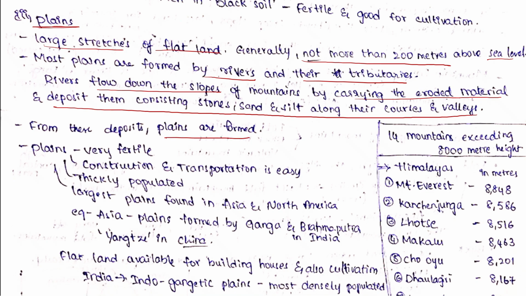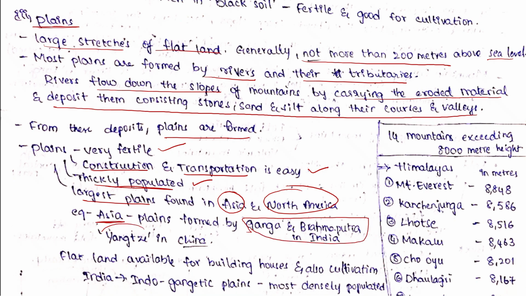Plains are usually very fertile, so they are good for farming, and they are also easy to build on, which makes construction and transport simple. And that's why most people live in plains, making them thickly populated areas. And the largest plains are found in Asia and North America. For example, in Asia, the Ganga Brahmaputra plains of India and the plains formed by the Yangtze River in China are famous. And in India, the Indo-Gangetic plains are among the most fertile and densely populated regions of the world.